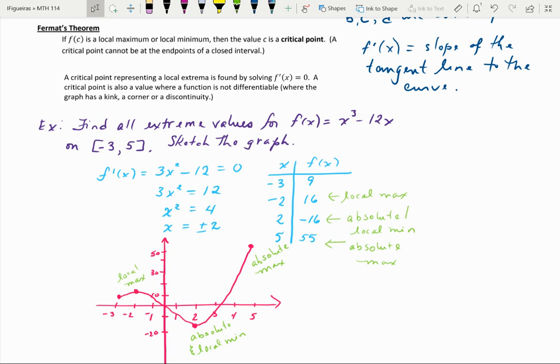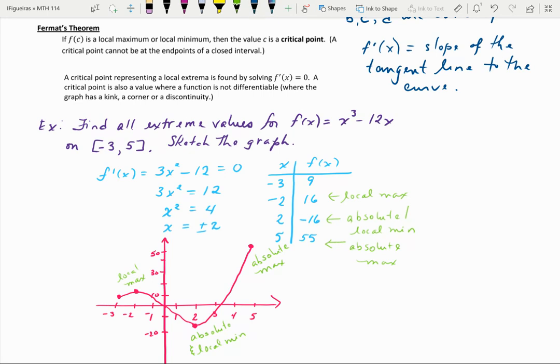All right, so to help me with that, I'm going to first take the derivative and set it equal to 0 because that will allow me to find critical points. And remember, a critical point could represent a maximum or a minimum value. So I have f prime of x equals 3x squared minus 12 equal to 0. I'm going to use the square root method to solve this.